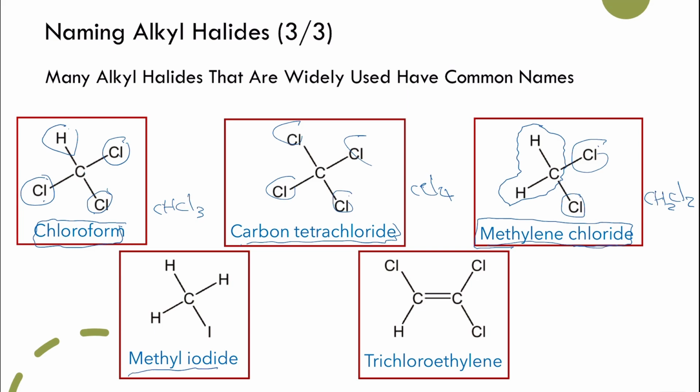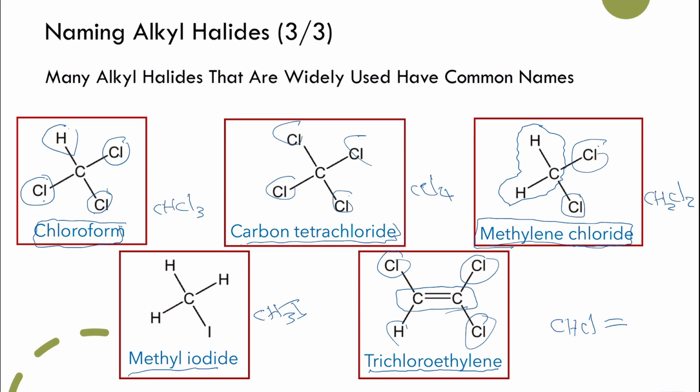Methyl iodide, we've seen that before. Methyl iodide is a carbon with 3 hydrogens and 1 iodide group. There is also trichloroethylene. Trichloroethylene is an ethylene, C double bond C, and there are 3 chloro groups here and 1 hydrogen.